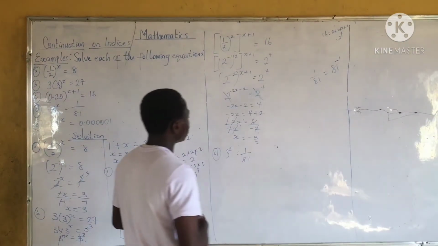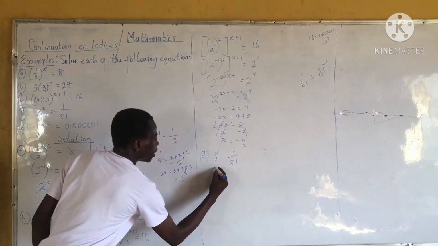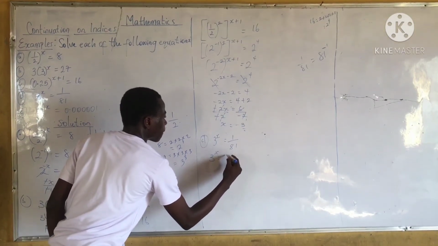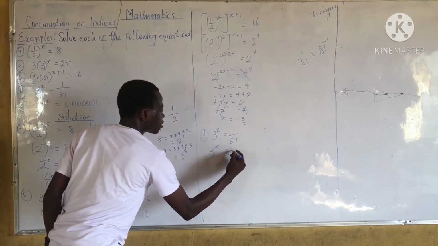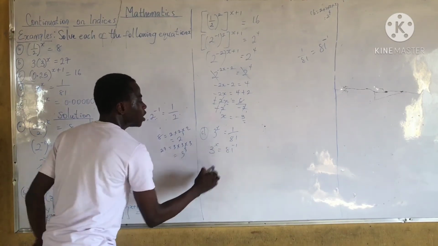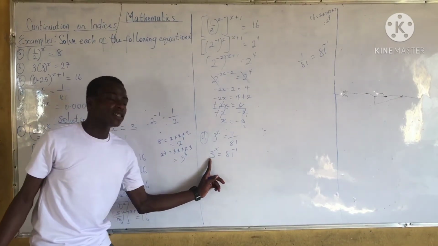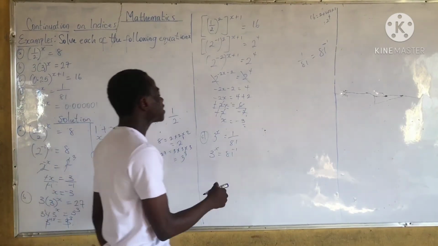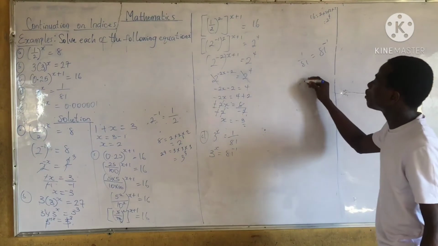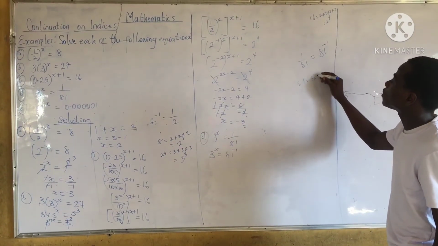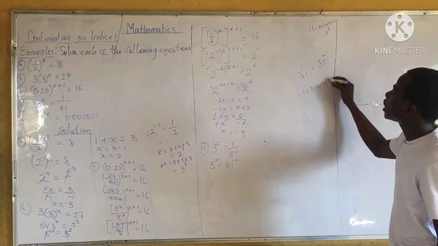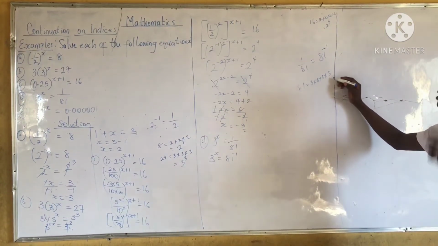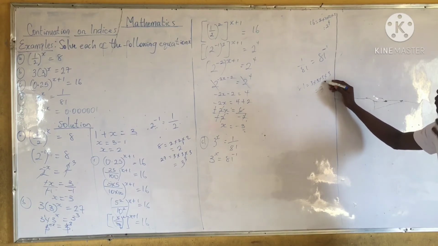3 raised to power x equals, this one becomes what? As I've said on that side, 81 raised to the power minus 1. Now look, the base here is 3. The base here is not 3. Let's make this 81 as base 3 in index form. So 81 in base 3 can be done as what? 3 times 3 times 3 times 3. Because 3 times 3 is 9, 9 times 3 is 27, 27 times 3 is 81. So that's 3 raised to the power 4.